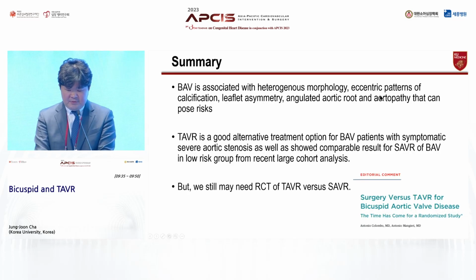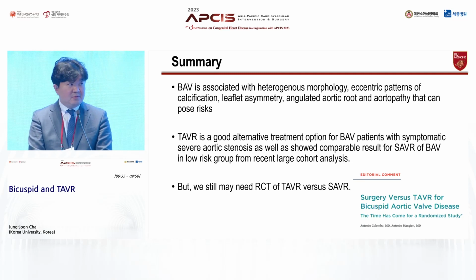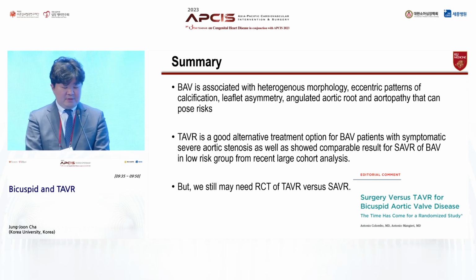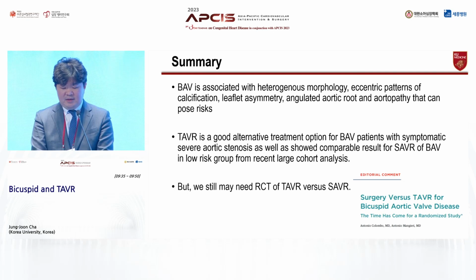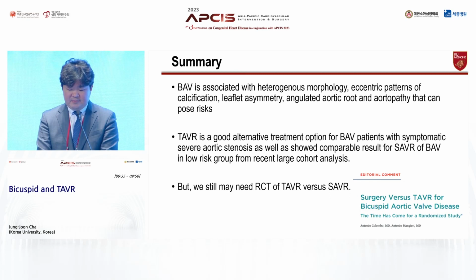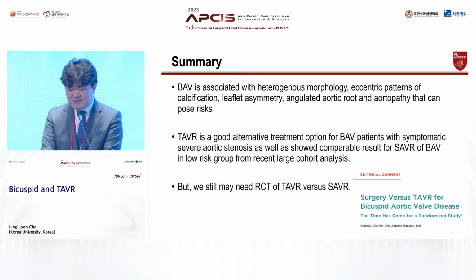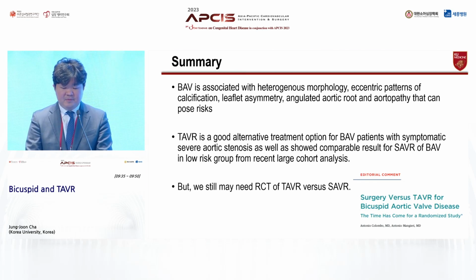So here is my summary. The bicuspid aortic valve is associated with heterogeneous morphology, eccentric pattern of calcification, leaflet asymmetry, angulated aortic root, and aortopathy that can pose risk. TAVR is a good alternative treatment option for bicuspid aortic valve patients with symptomatic AS, and showed results comparable to SAVR in bicuspid aortic valve in the low-risk group from recent large cohort analysis. But we still may need an RCT of TAVR versus SAVR. Thank you for your attention.